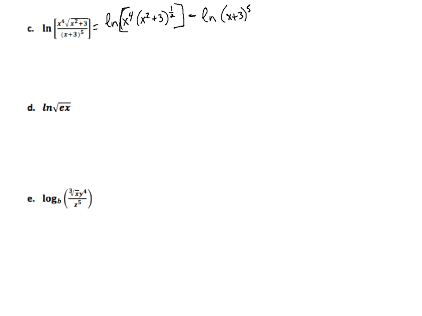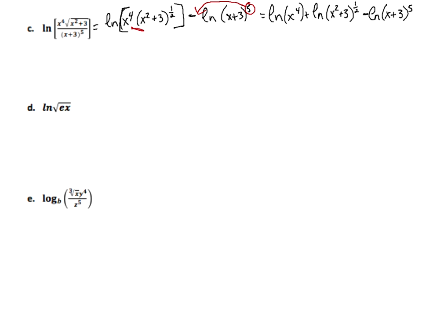Okay? So in my next step, I'm going to split this product in the numerator up right here into addition. And I'm also going to pull this 5 out front as the coefficient here. All right, so I have ln of x to the 4th plus the ln of x squared plus 3 to the 1/2 minus the ln, oops, I meant to do 5 ln. I'll do it on the next step, x plus 3 to the 5th.